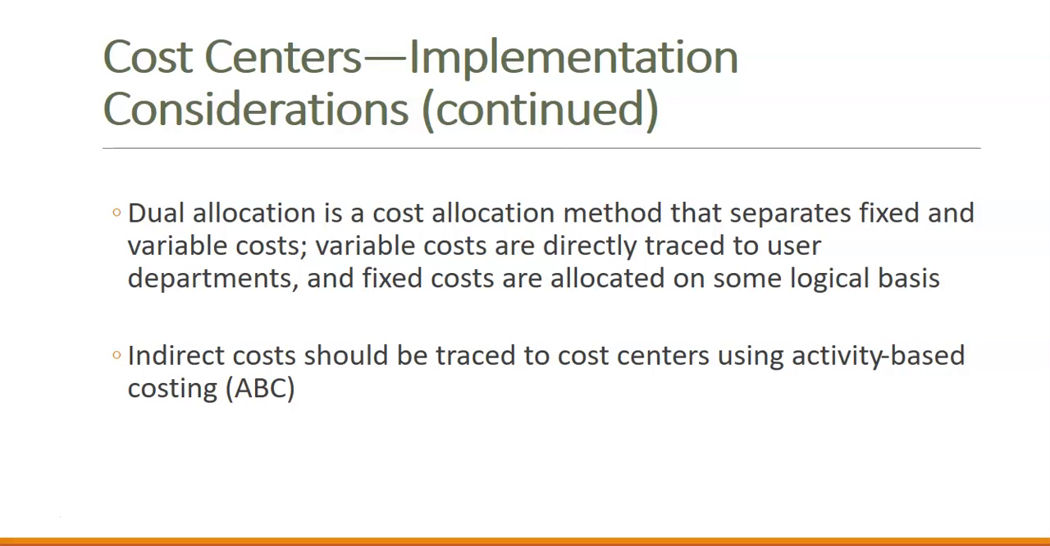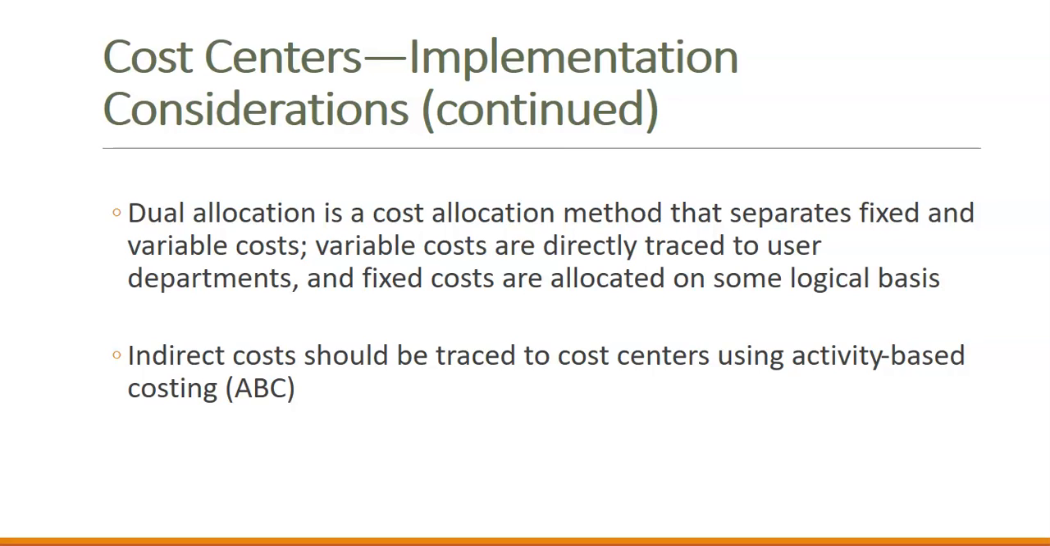Dual allocation can be beneficial because it separates fixed and variable cost. So we would look at a contribution margin income statement when we do divisional analysis. With dual allocation, variable costs are directly traced to the individual departments and divisions, while fixed costs are allocated on some kind of basis.